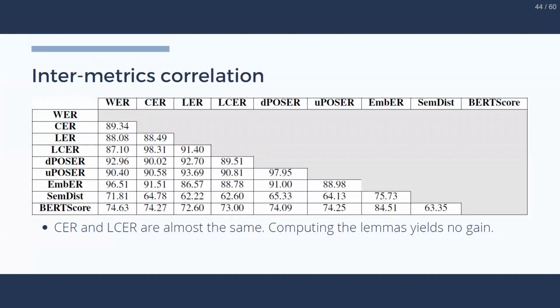Here is the table for the inter-metrics correlation. It can be read as follows: 89.34 is the Pearson correlation between the word error rate and the character error rate. We can see that the character error rate and the lemma character error rate are the same. So it is not useful to compute the lemma if you can just do a character error rate.